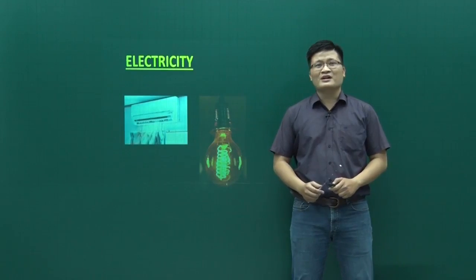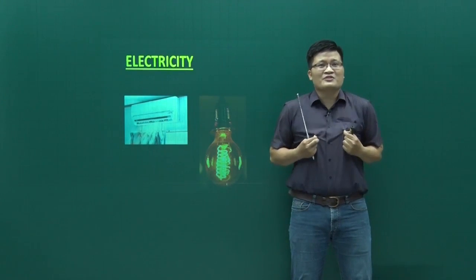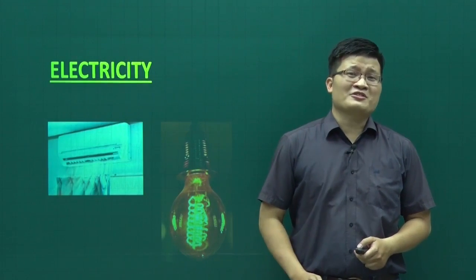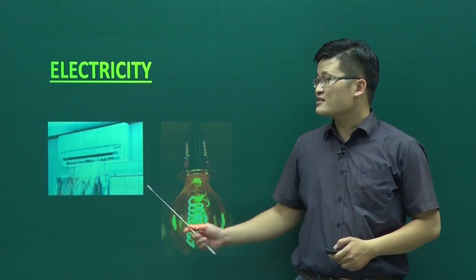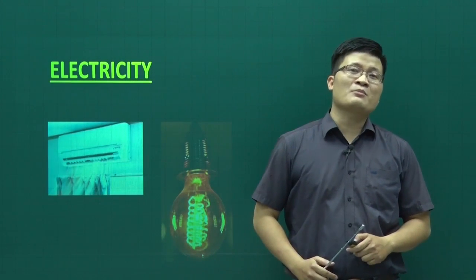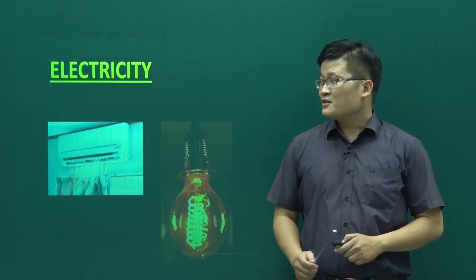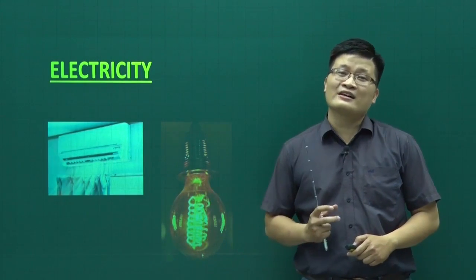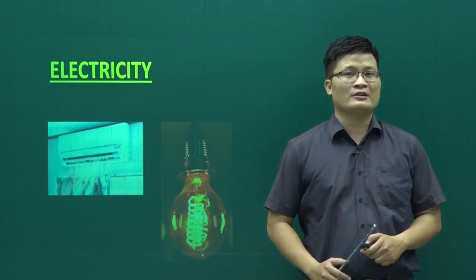And also think about a hot day in summer in tropical countries like ours. The temperature is so hot, and we really need the air conditioning to reduce the temperature in the room. So this air conditioner really needs electricity to operate.